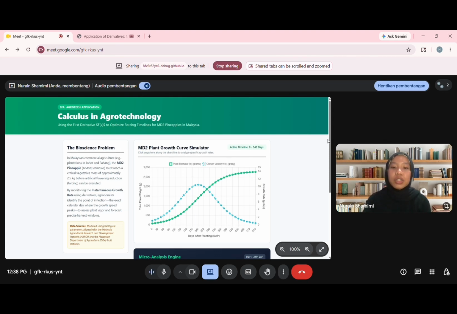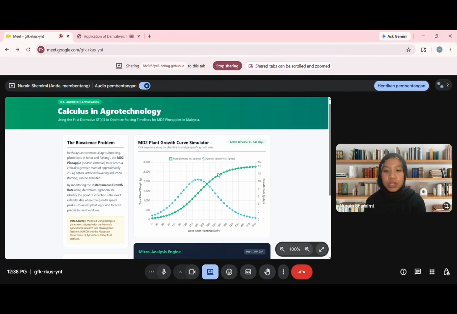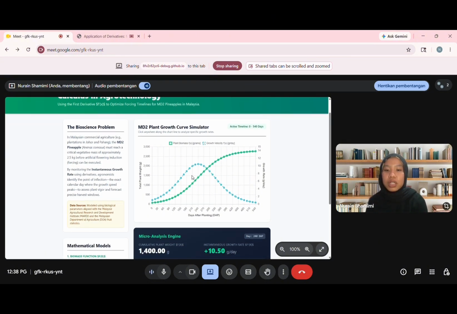When we click on the graph, the microanalysis engine displays detailed information for a selected date. For example, on day 240, the cumulative plant weight is 1,400 grams. The instantaneous growth rate is plus 10.50 grams per day. This shows that day 240 is the fastest growth stage of the pineapple plants.